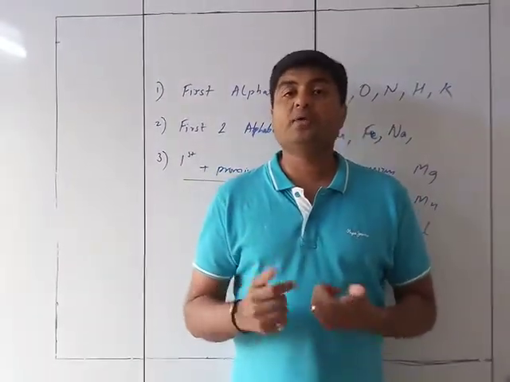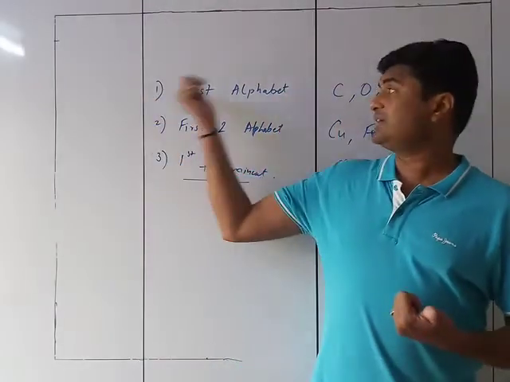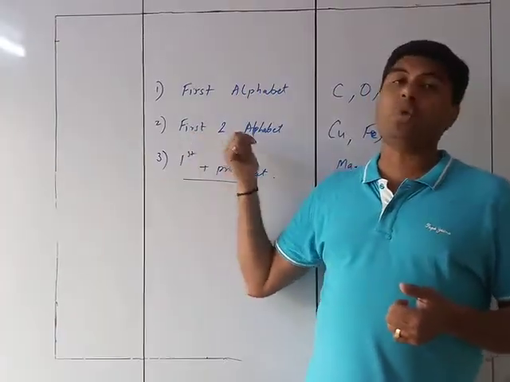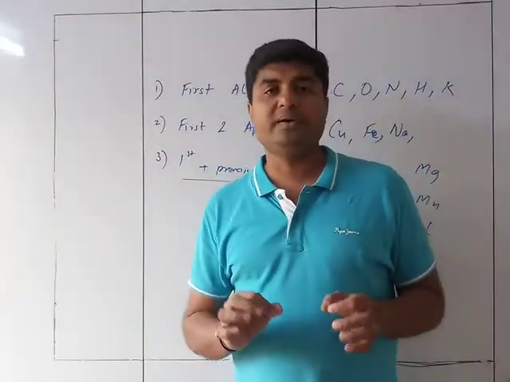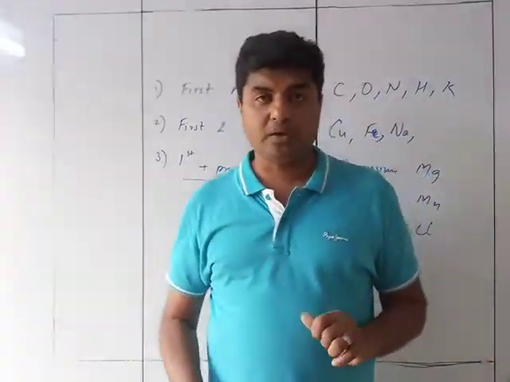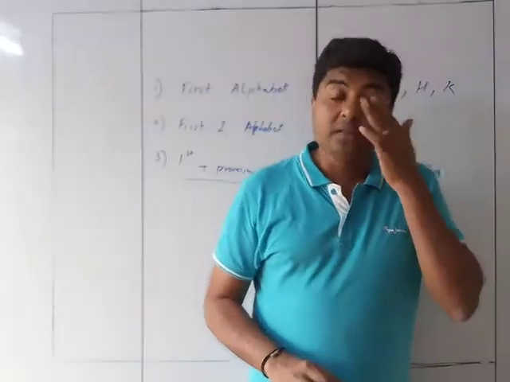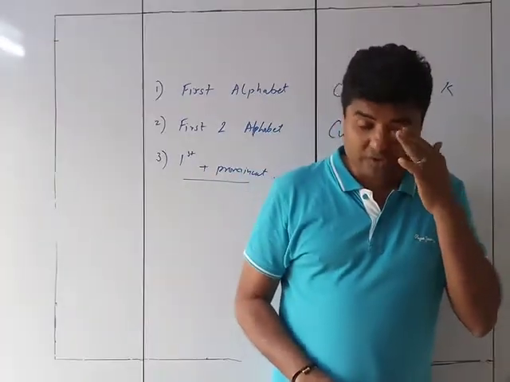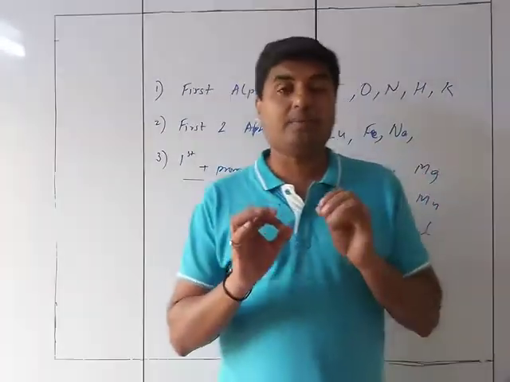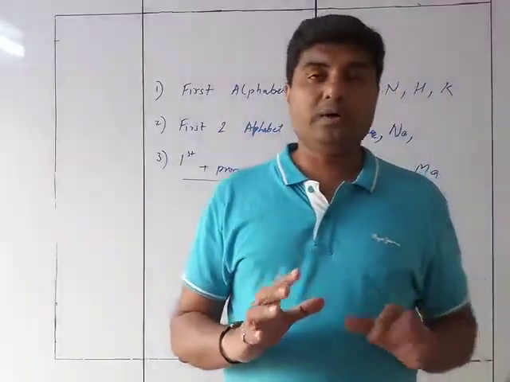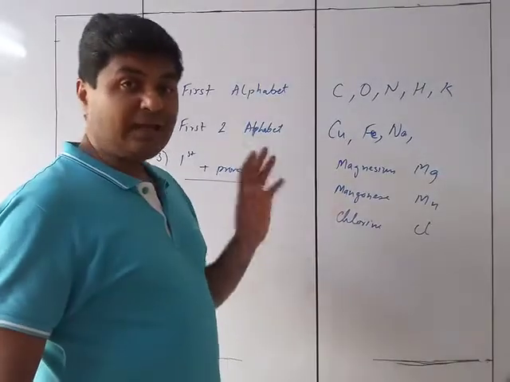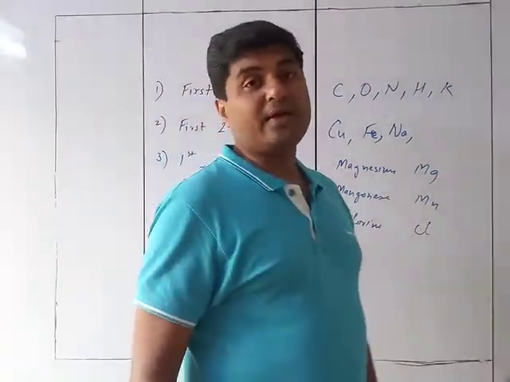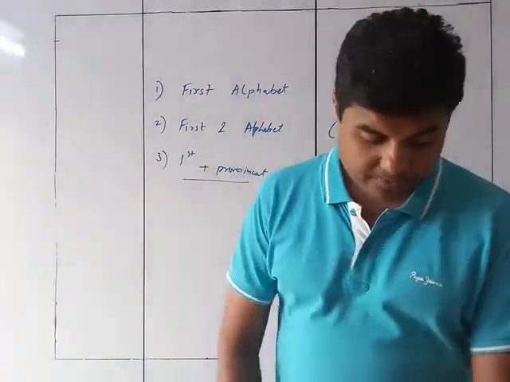So in all this way we can say they adapted three things, either in English or in Latin name. The first one is the first alphabet, the second one the first two alphabets, and the third one the first and the most prominent alphabet which is coming in that particular name. In this way the symbols of the elements were given. So that was the first thing. This is how the alphabets of the language of chemistry were determined.